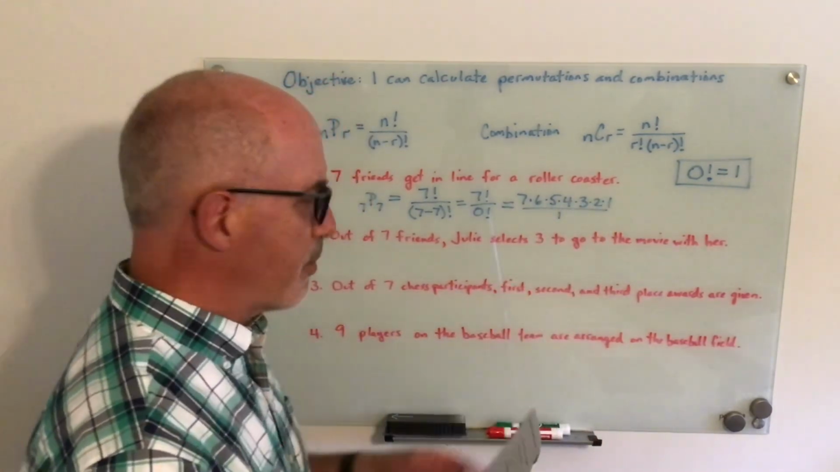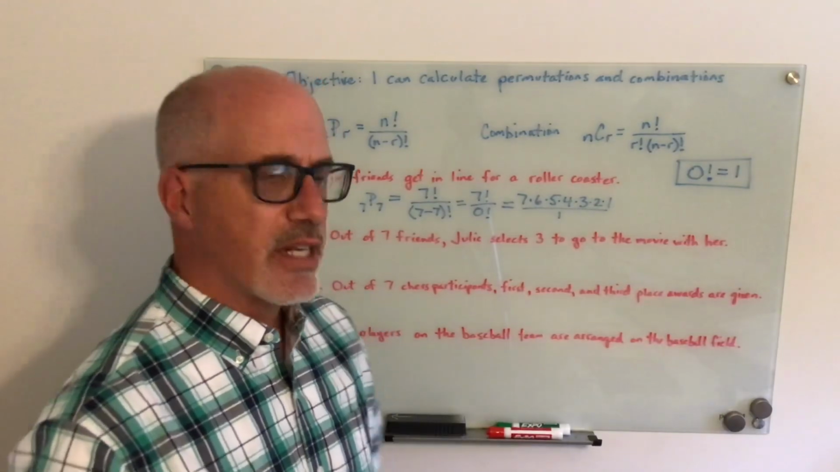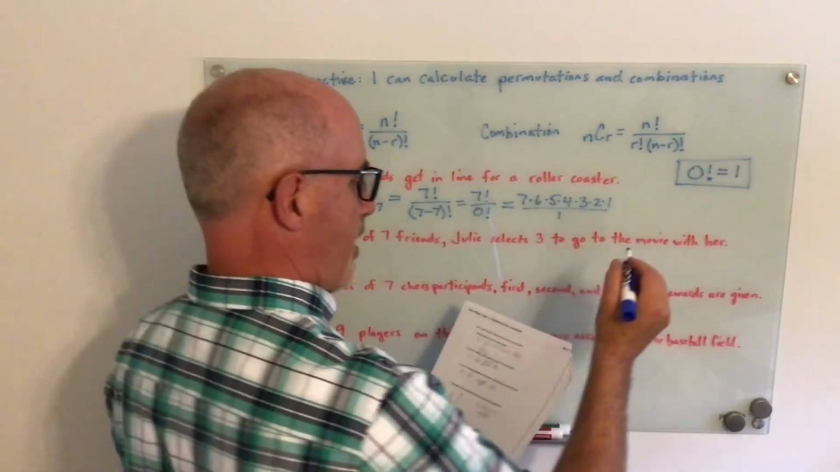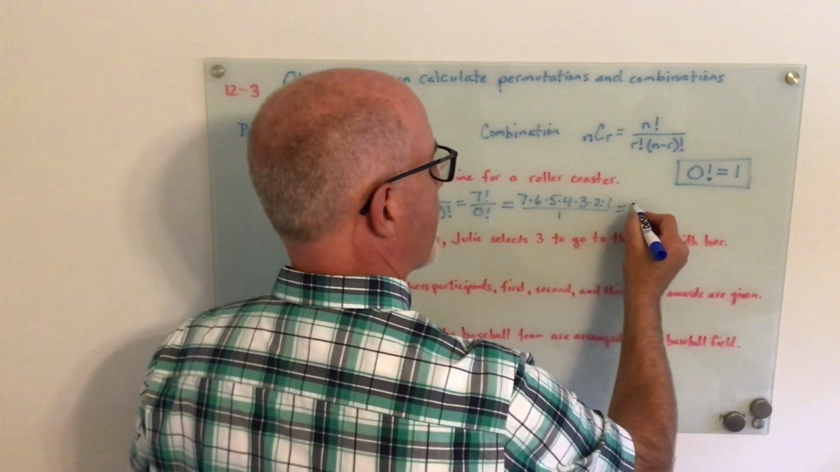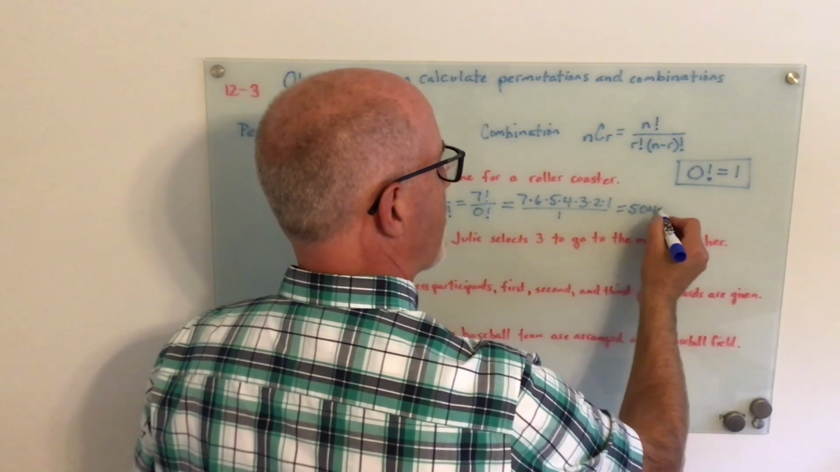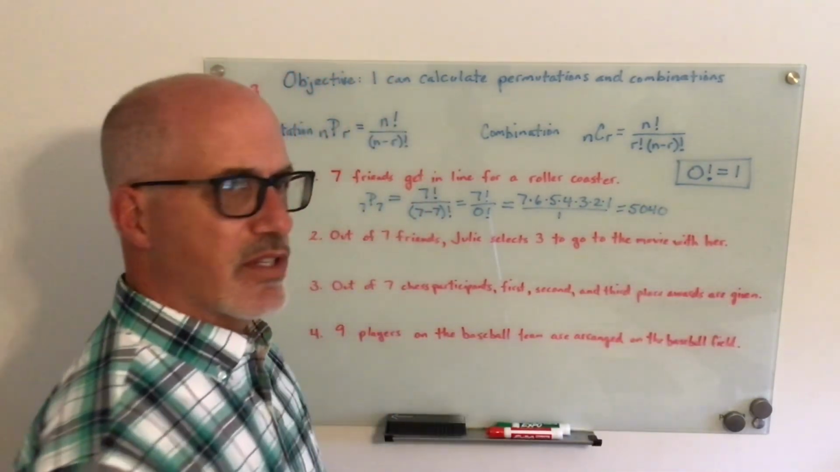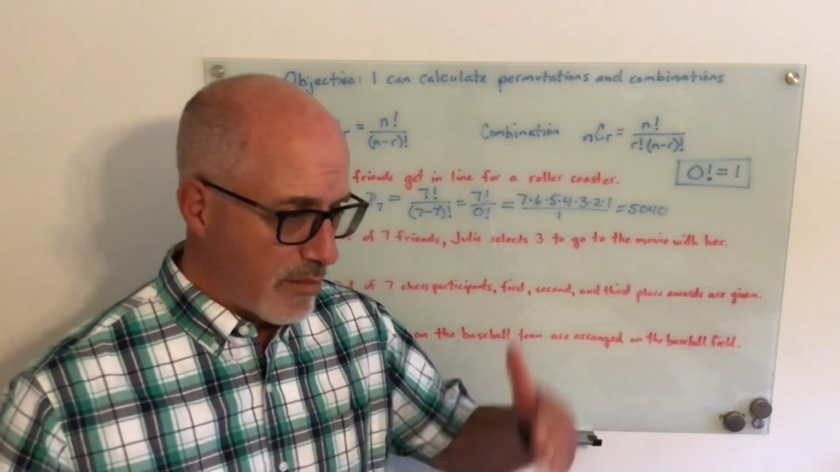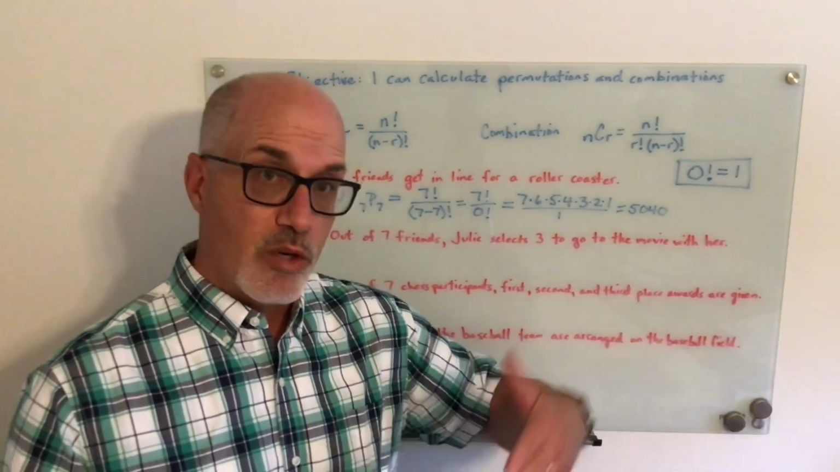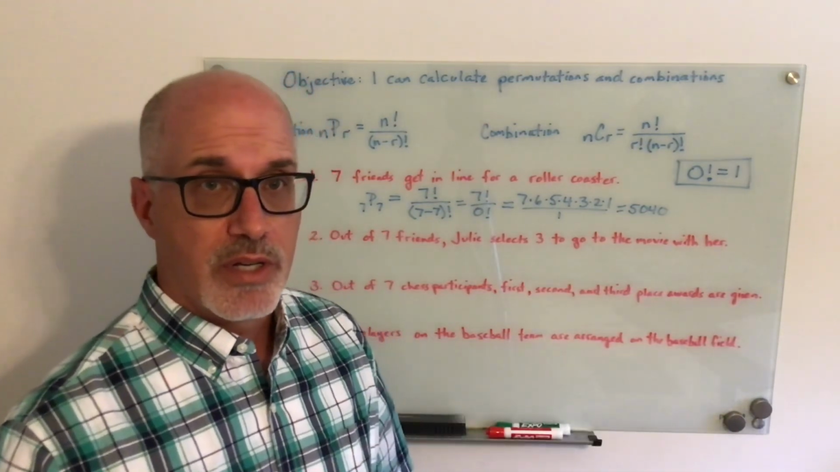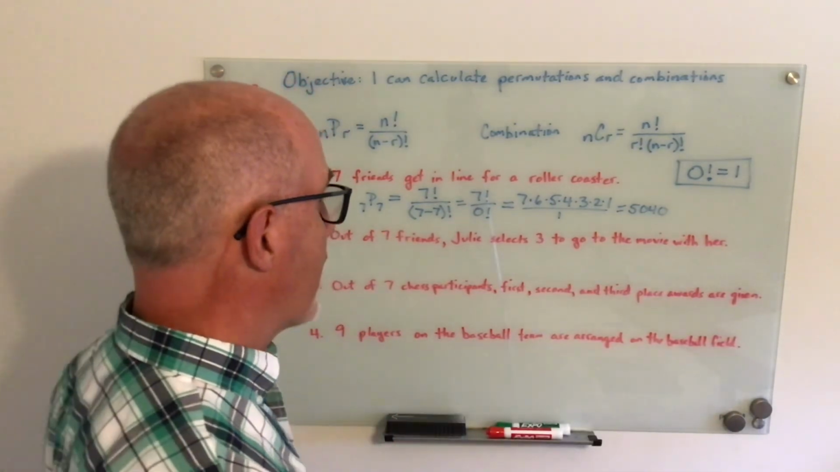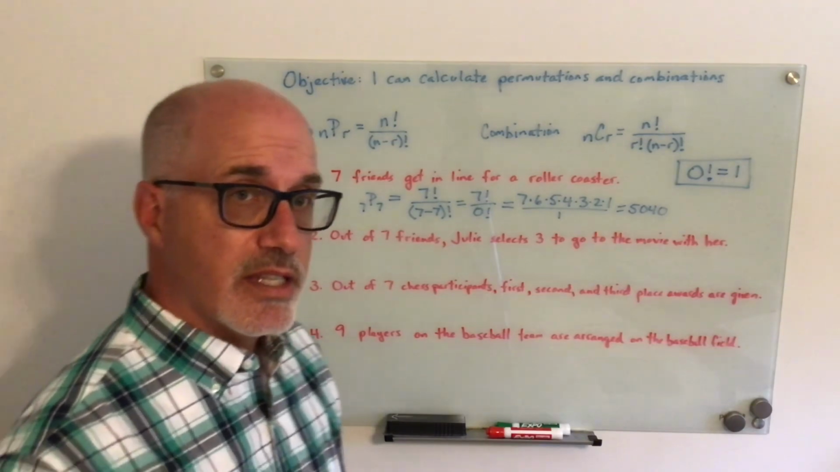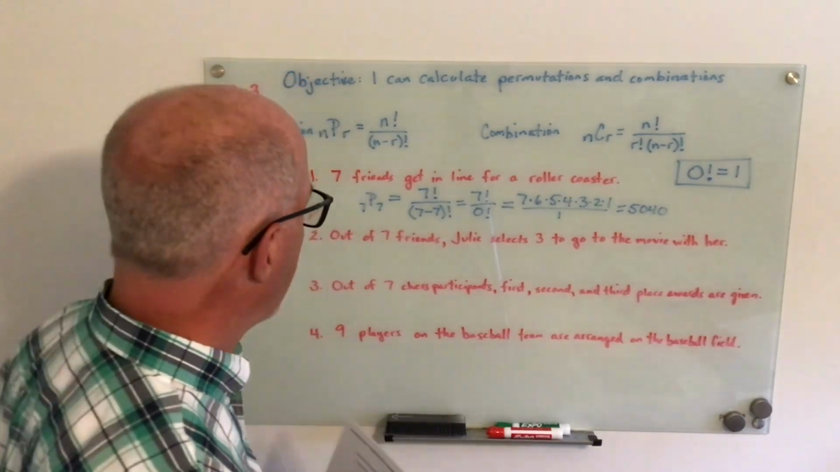And when we multiply all those numbers together on a calculator, you end up getting 5,040. So that's an amazing number. If you have 7 friends going, there's 5,040 different ways to put them in line in order to get on the roller coaster. That's an amazing number, but that's what order does to these. It increases the numbers quite a bit.